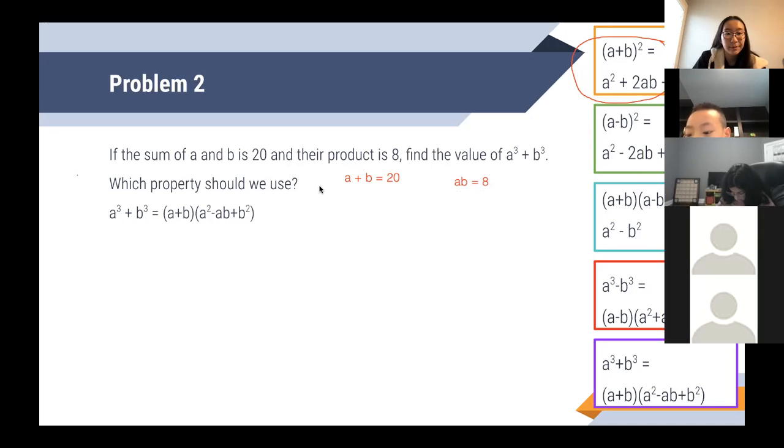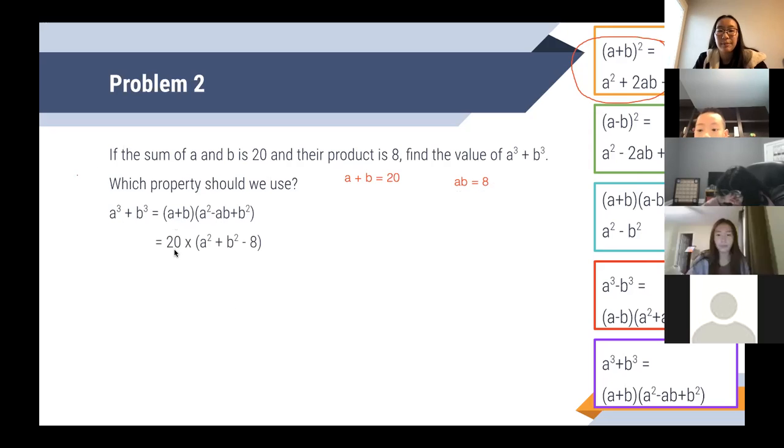Okay, so now we're going to use that in our equation right here. And then this side, we replace A plus B with 20 because we already solved that over here. And then we replace AB in the equation with 8. So this turns into 20. Note that that's a multiplication sign, not like an X or anything. 20 times A squared plus B squared minus 8.